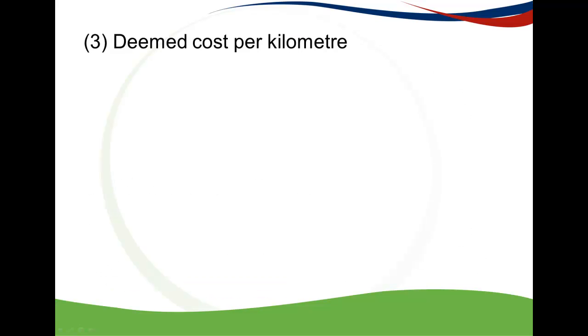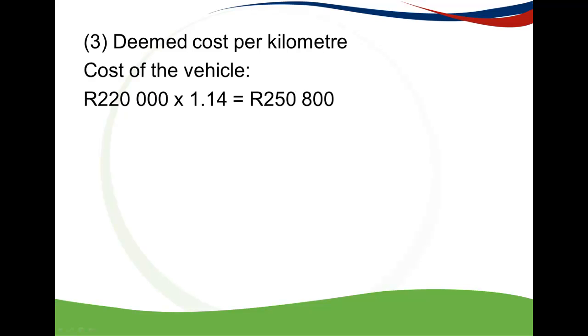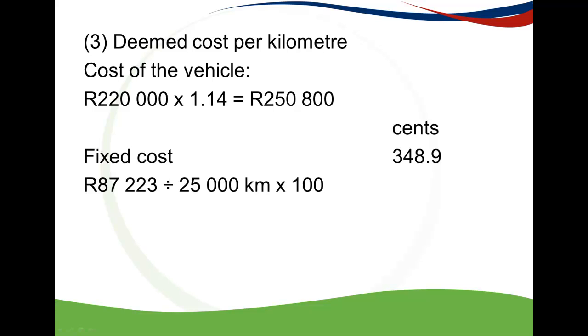The next step is we need to go and calculate our deemed cost per kilometre, and therefore we need to go look at the deemed cost table. For that table, we need the cost of the vehicle, including VAT, to decide what the determined value is. Then you take this 250,800, you go look at the deemed cost table, and then you will see your first amount on the deemed cost table is your fixed cost. And the table tells us that our fixed cost is 87,223.